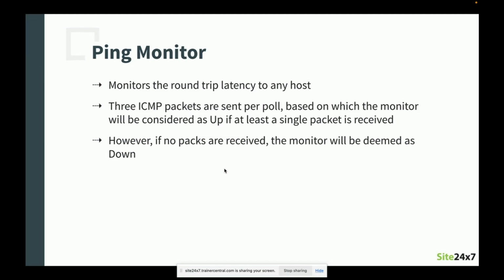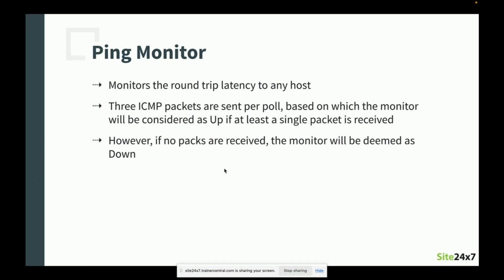What we basically do is we send three ICMP packets per poll, every poll, and based on that the monitor will be considered up if we receive at least a single packet. So if we don't receive any packets, then that means it is down. If we receive a single packet, then we will consider that to be up.